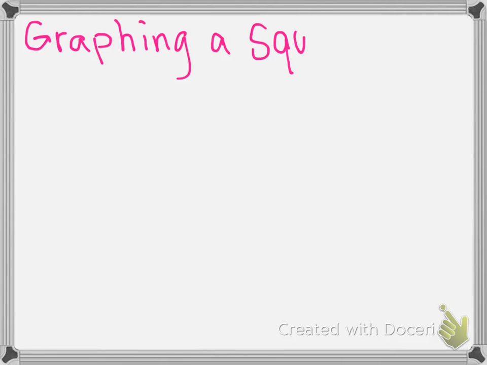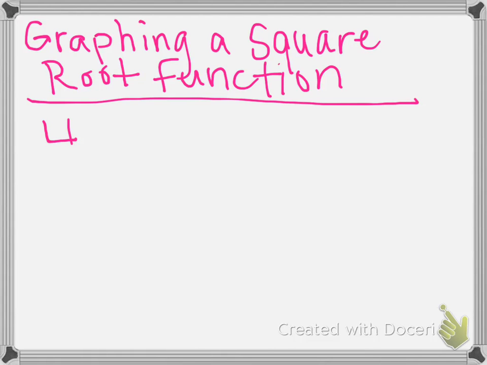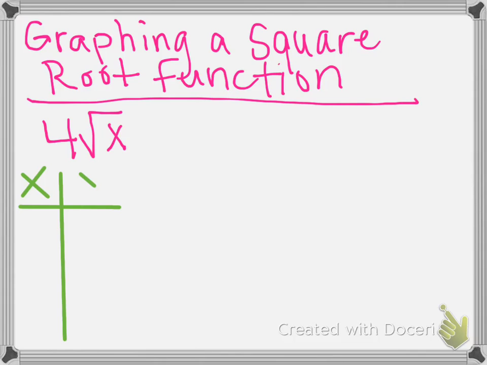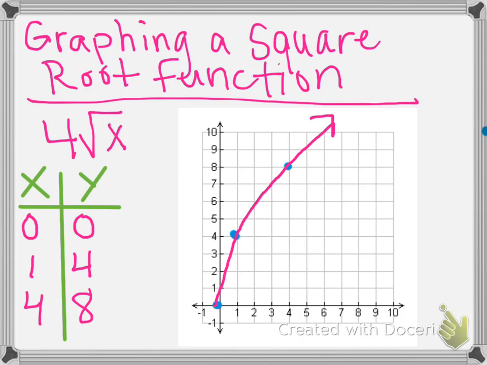Now we're going to look at graphing a square root function. So we're going to start with 4 times the square root of x. Now we're going to start by making a table. So when we make our table, we're going to use points 0, 1, and 4. And when we do that, we just plug it in for x, and those are our y values that we will get. For 0, it'll be 0, so we can plot that. When we plug in 1, we will get 4. And when we plug in 4, we will of course get 8. And then all you do is graph it. This is nothing new, you've done this all before.